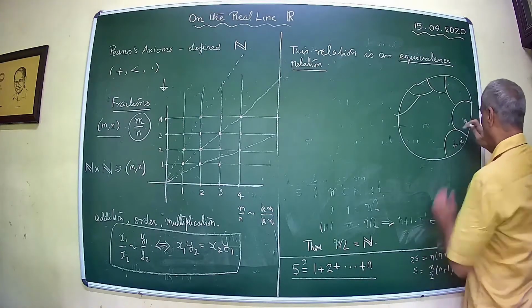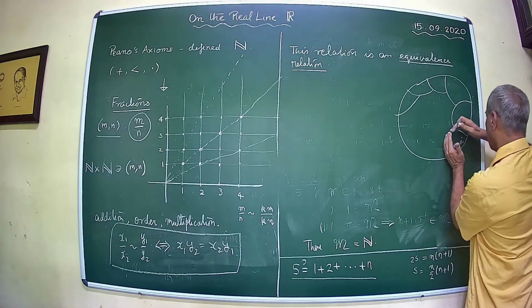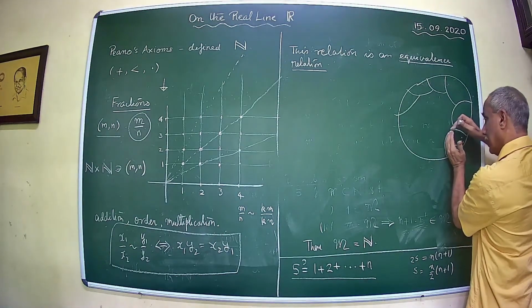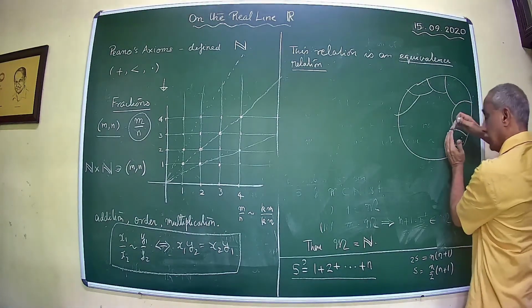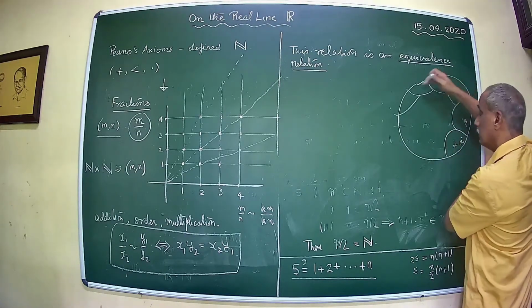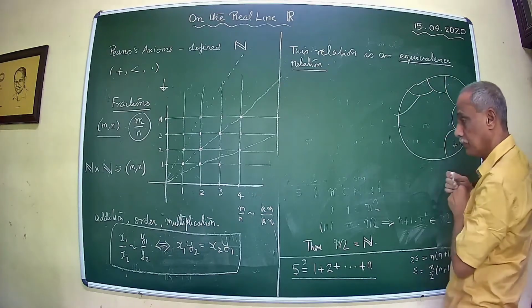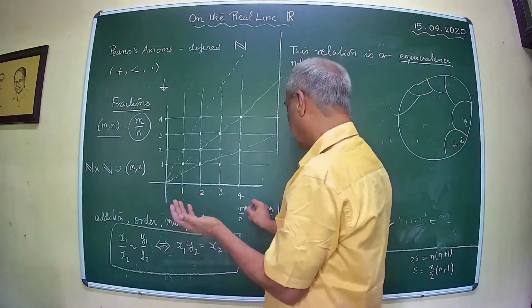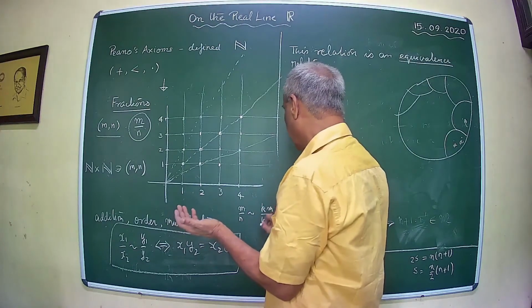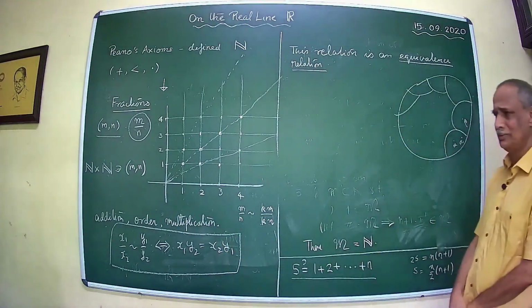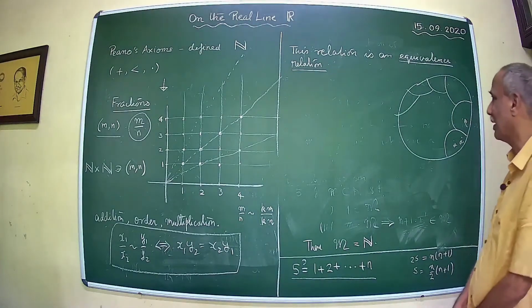Okay? So all the fractions that are related to one another by this relation belong to one block. So you have different blocks coming up, right? That is what you call, say, m by n is related to km by kn, k running through all natural numbers. Okay?